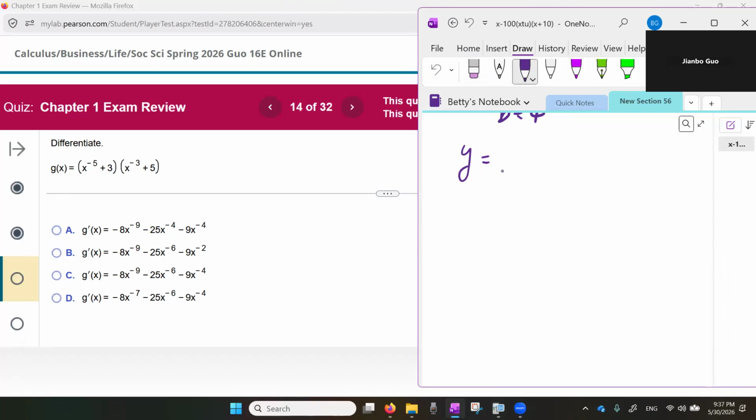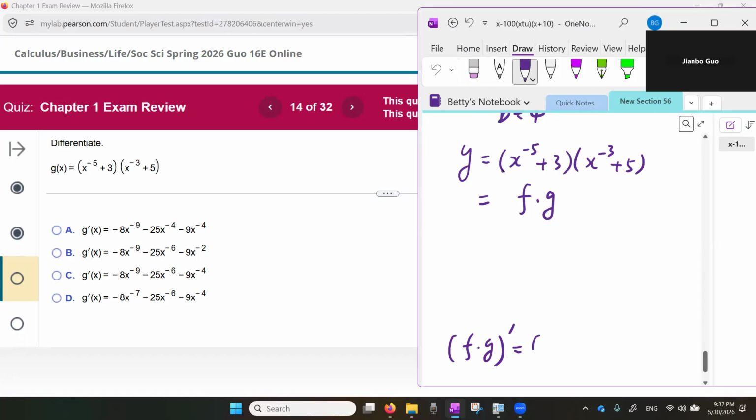So y equals x to the power 95 plus 3 times x to the power 93 plus 5. I'm going to write this function as f times g. As I said, I use g with a different meaning, all right? Because our formula is f times g prime. The derivative of f times g is f prime times g plus f g prime. Okay, so we need to find f prime. If f is x to the 95 plus 3, let me write it in an organized way.